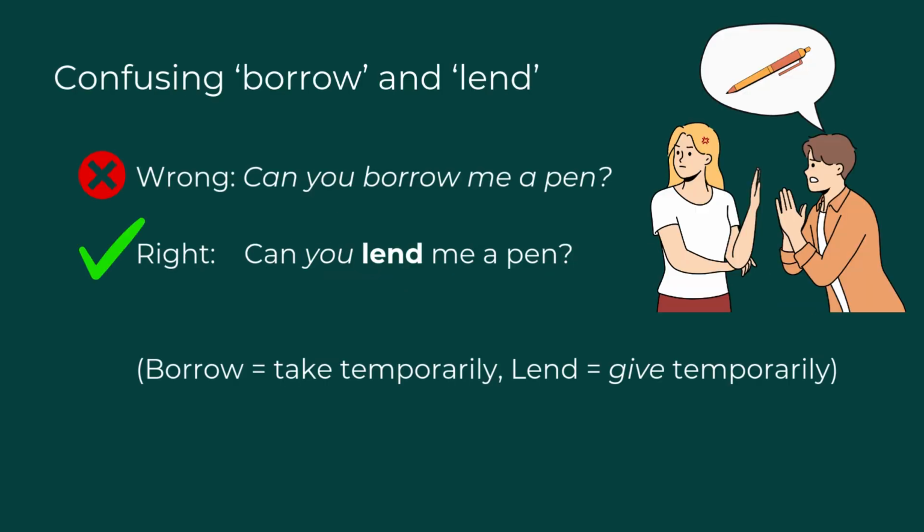Mistake number 8. Wrong: Can you borrow me a pen? Right: Can you lend me a pen? Borrow is to take temporarily, lend is to give temporarily. So we say, can you lend me a pen?